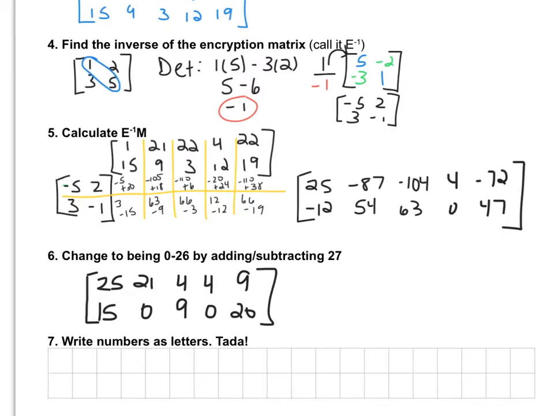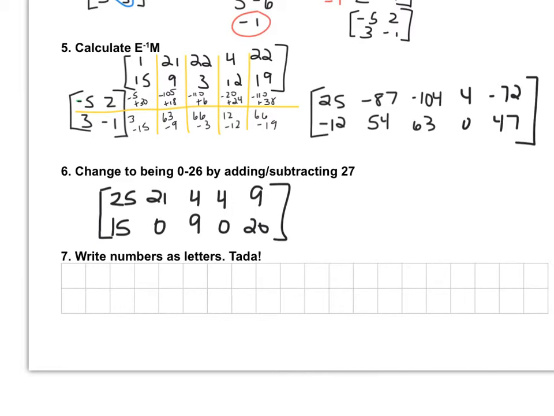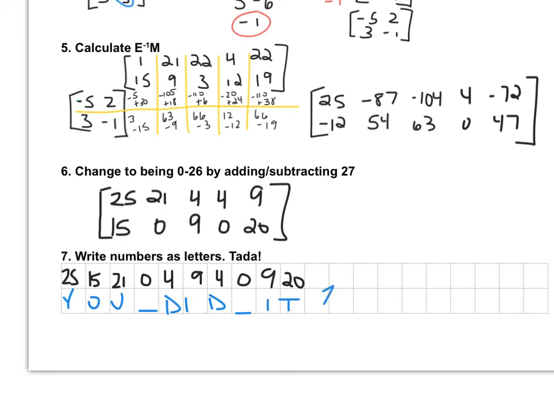And believe it or not, you're almost done. You would write out those numbers. Remember, it went top to bottom. And then you would look at your alphabet and write what the message was. You did it. You just decrypted your first message.